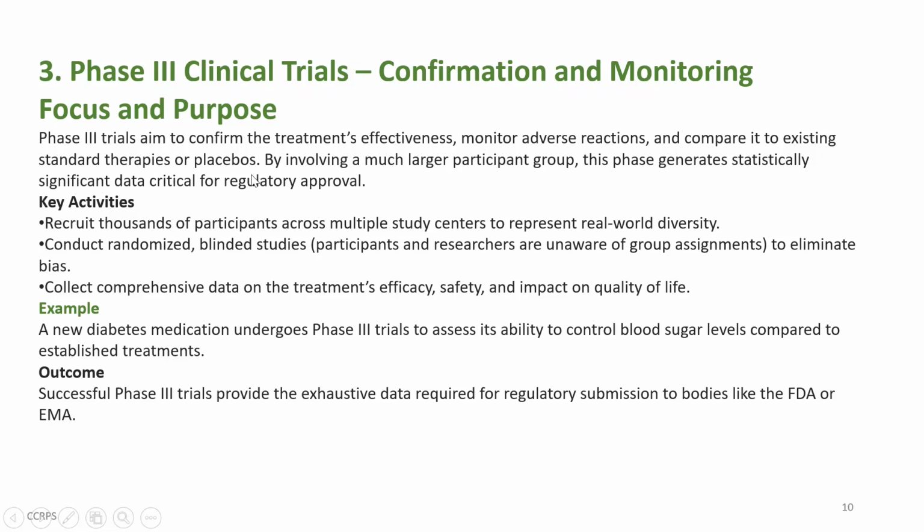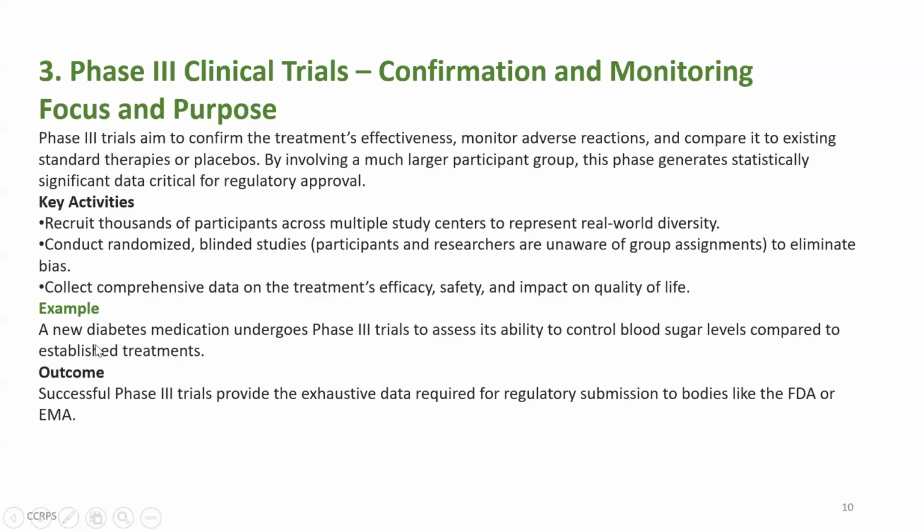By involving a much larger participant group, this phase generates statistically significant data critical for regulatory approval. Key activities: recruit thousands of participants across multiple study centers to represent real-world diversity, and conduct randomized blinded studies. Participants or researchers are unaware of group assignments, so double-blinded, to eliminate bias. Collect comprehensive data on the treatment's efficacy, safety, and impact on quality of life.